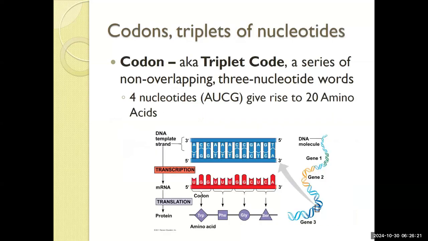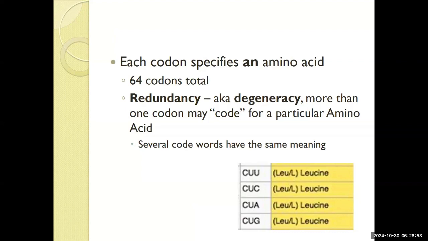So what is the code? The code is really the interpretation of codons to amino acids. A codon is 3 non-overlapping nucleotides. And because we have 4 nucleotides, A, U, C, and G in RNA, they give rise to 20 total amino acids. 20 essential amino acids that we absolutely must have to function properly. Each codon is specific. A codon will always code for a particular amino acid.